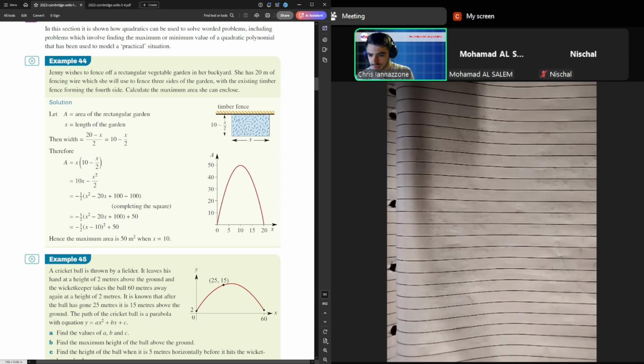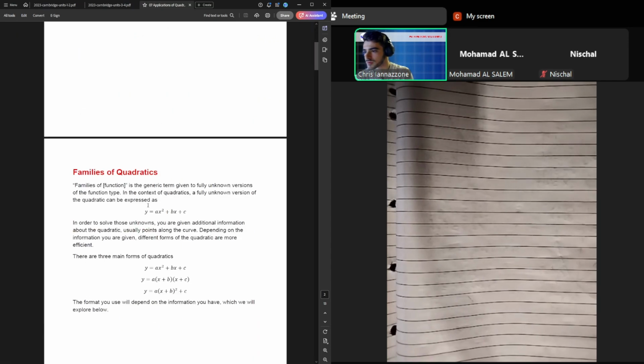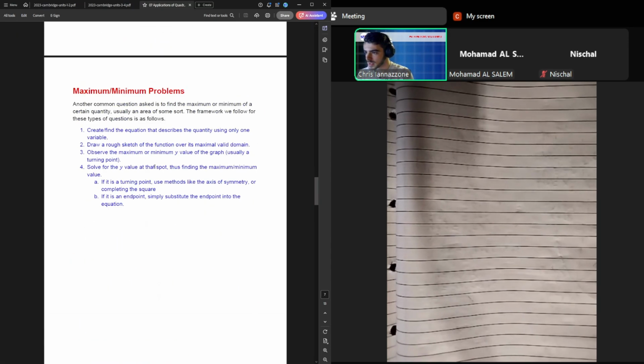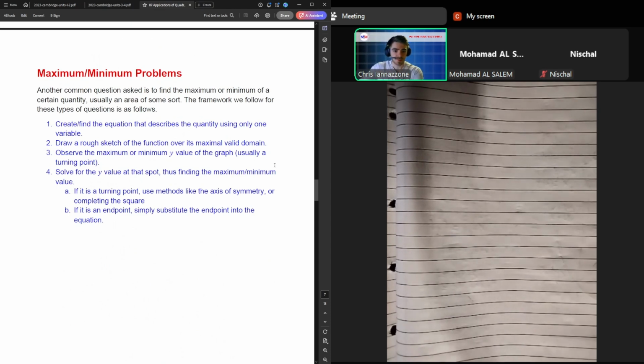So one thing I'll do before we go into this specific example is show you a framework for how you can handle these. So maximum and minimum problems. This is what I was talking about before, which is you want to find an equation that describes whatever your quantity is with a single variable. You'd probably want to draw a quick sketch of it, just to make sure you can see all the possible x values or all the possible y values for that function, keeping in mind real-world quantities. Most of the time, lengths, areas, that sort of thing, they can never go negative. So that's what this second portion is talking about here, maximal valid domain, making sure it only ever stays positive.